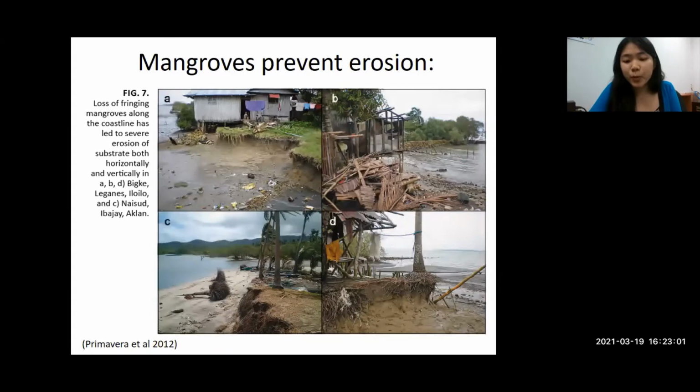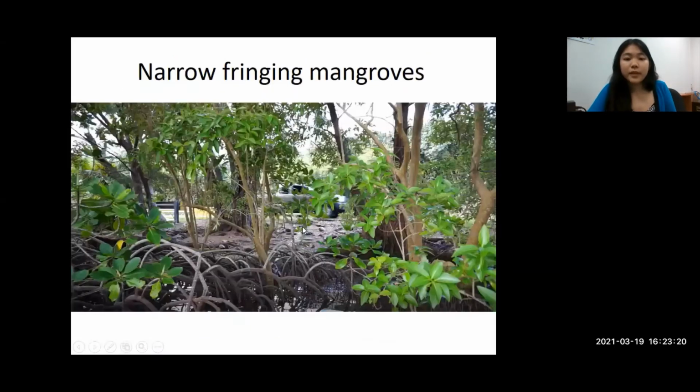Mangroves are also super important for preventing erosion of the coastline. So here you can see a loss of fringing mangroves. Fringing just kind of means the mangroves that are on the very edge of the shoreline, basically. And then the severe erosion that has occurred after those mangroves were lost.